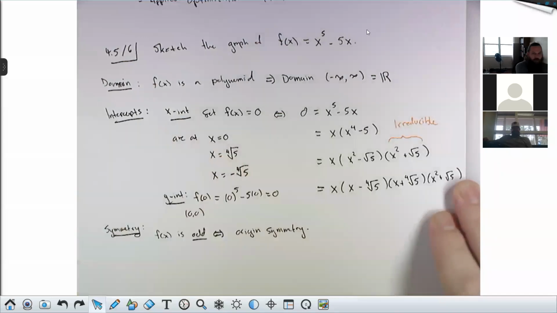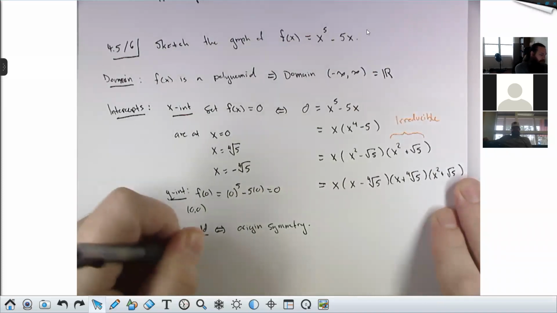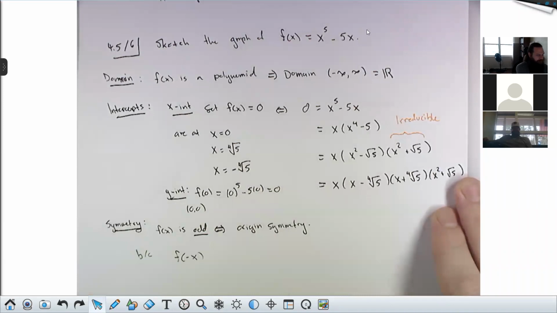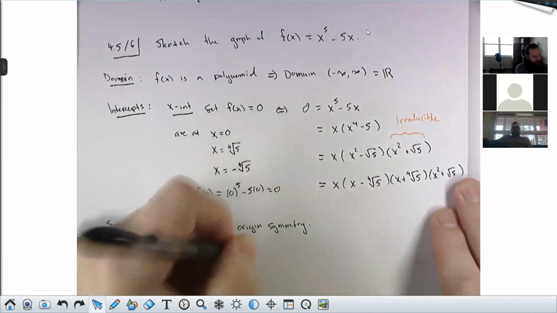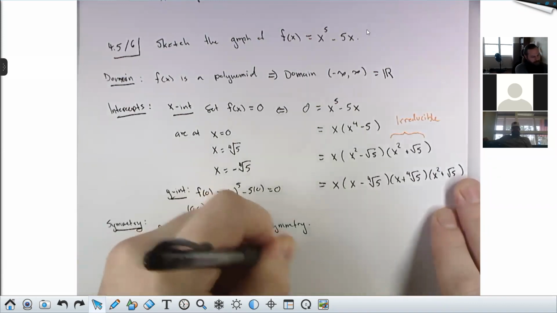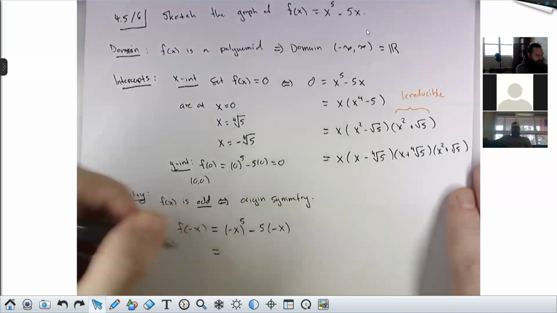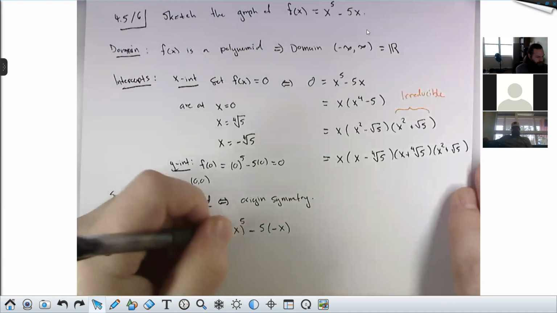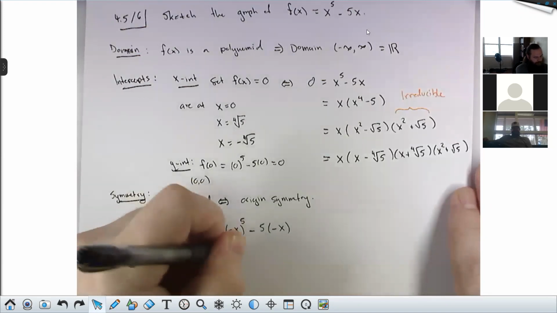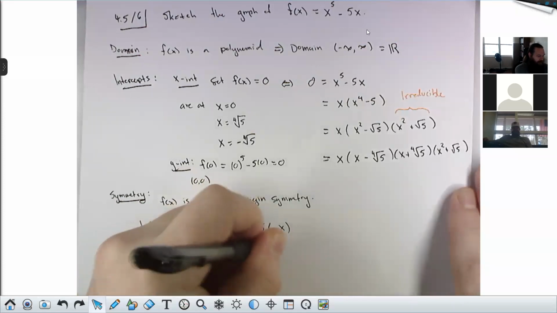But if you weren't sure and you wanted to check, the thing you do is you look at f of negative x. This would be negative x to the 5th power minus 5 times negative x. And if this simplifies to negative f of x, then you're looking at an odd function. Now, you raise negative x to an odd power, that's going to pop out that negative, like this. And here, minus 5 times negative x, that's plus 5x.